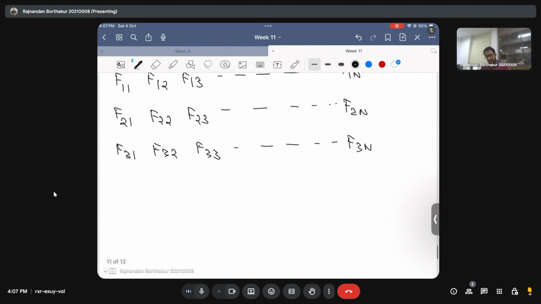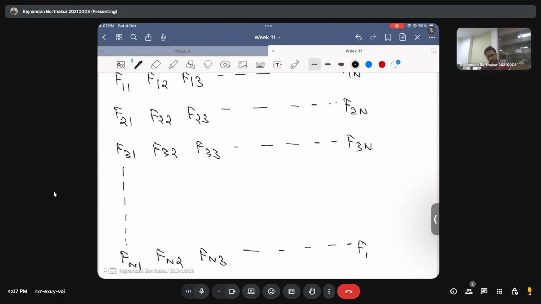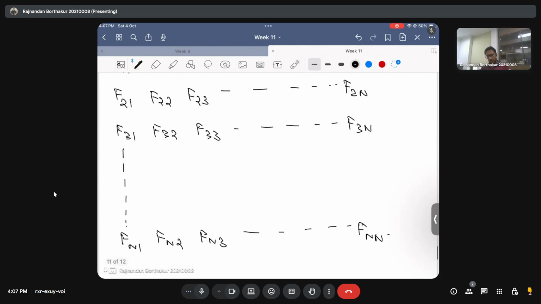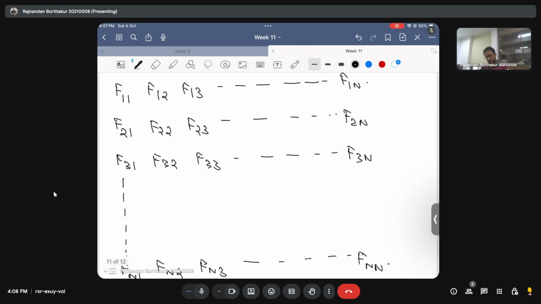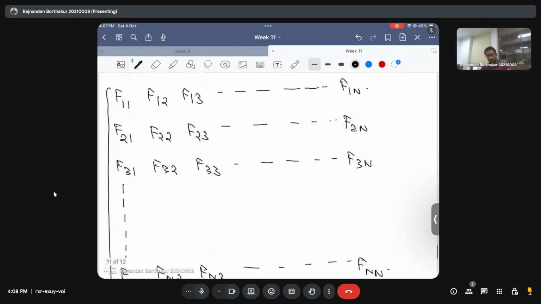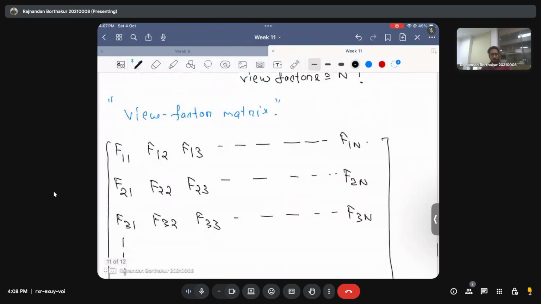And if I do this exercise, I can write this up to the nth surface, which is going to be fn1, fn2, fn3, and this will continue up to fnn. Okay, so this big matrix that I have drawn consists of all the possible view factors that can arise from the n surfaces that typically form the enclosure.